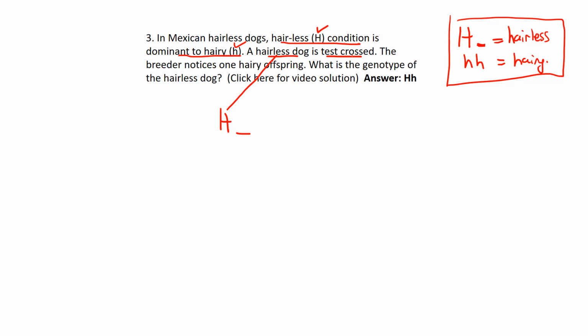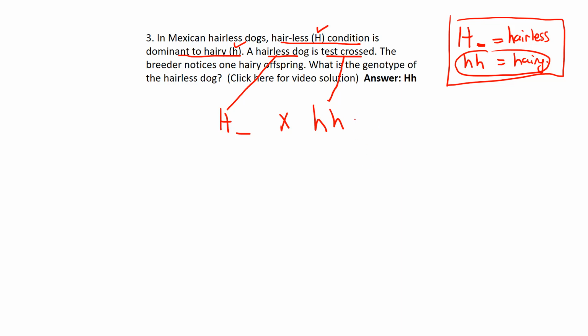Now it says it's a test cross. A lot of students will say, well, where is the other parent? Where is the other parent? That test cross is the other parent, because we know test crosses are always performed with the recessive trait individual. So that means this hairless dog would have been mated with the hairy dog. Okay, that is your test cross.